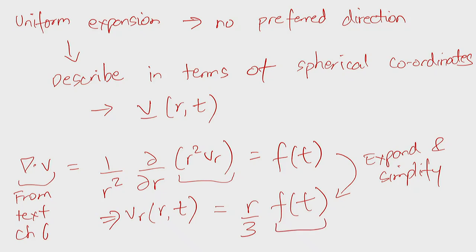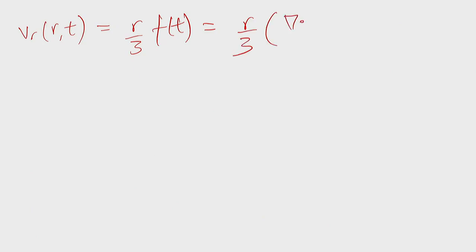And this, we define this as being the divergence of velocity, right? And so what we have is that vr(r,t) equals r over 3 f(t), which is equal to r over 3 del dot v.